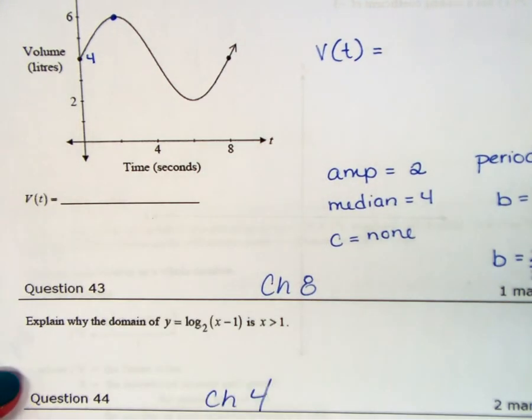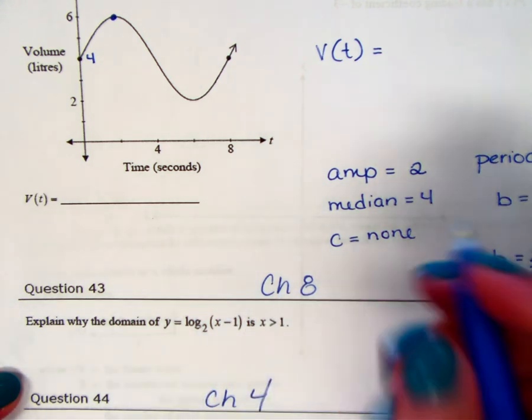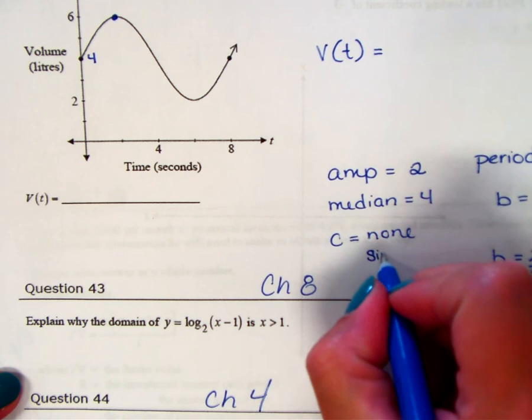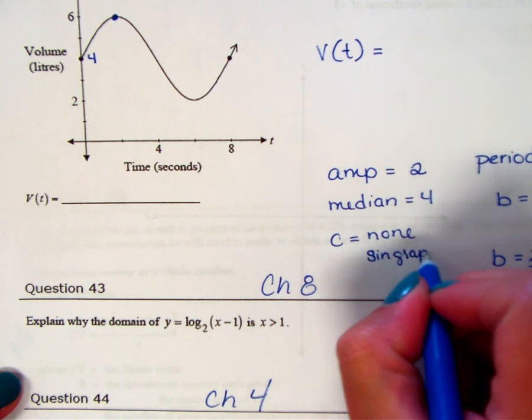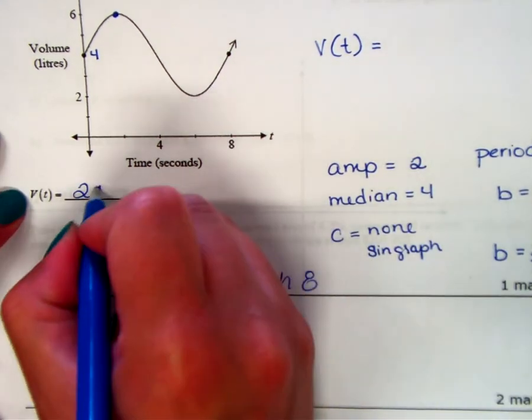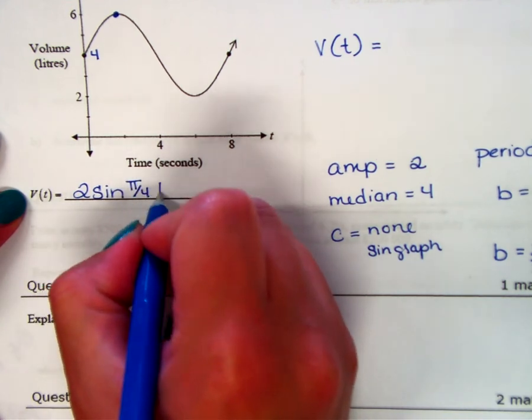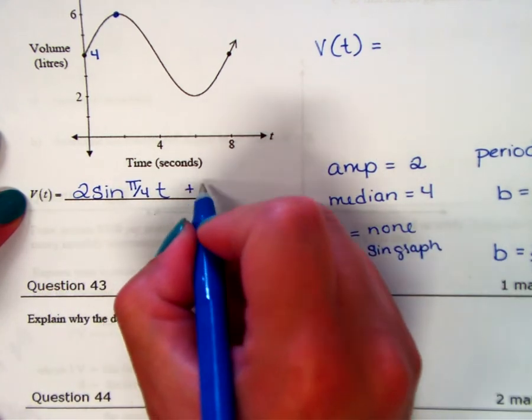Nicole said we have to do a sine graph, because a sine graph starts at medians, and this graph starts at a median. So none if we're using a sine graph. If we're using a cosine graph, then there'll be a shift. So this would be 2 sine pi over 4 times t plus 4.